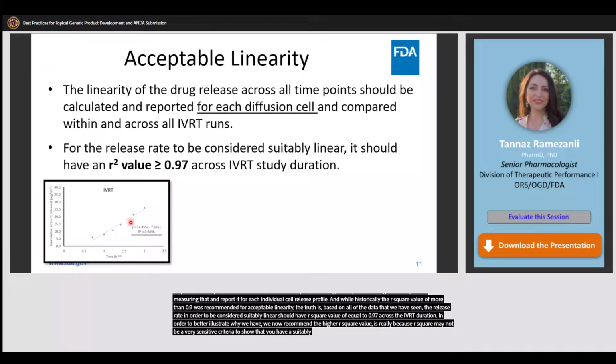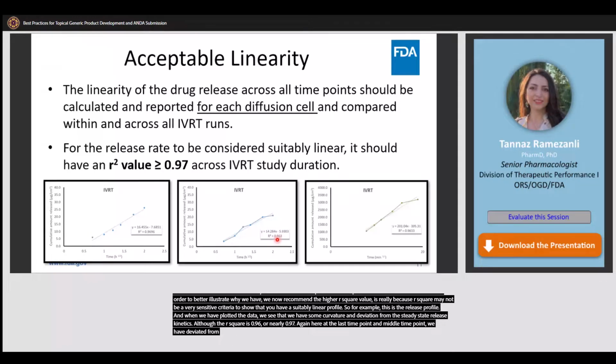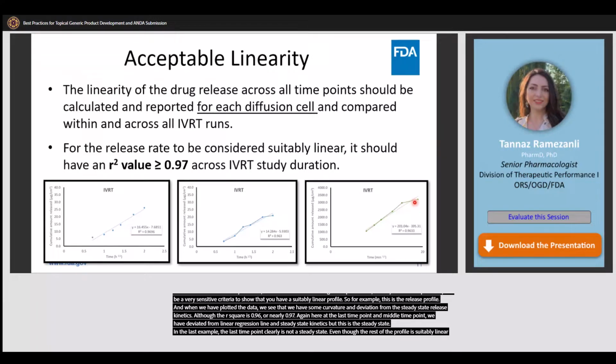So for example, this is a release profile, and when we plot the data, we see that we have some curvature and deviation from the steady state release kinetics, although the R-square is 0.969, or nearly 0.97. Again, here at the last time point and the middle time point, we are deviating from the linear regression line and steady state kinetics, but the R-square value is 0.96. And in the last example, the last time point clearly is not at steady state. Even though the rest of the profile is suitably linear, this time point has a different release rate.